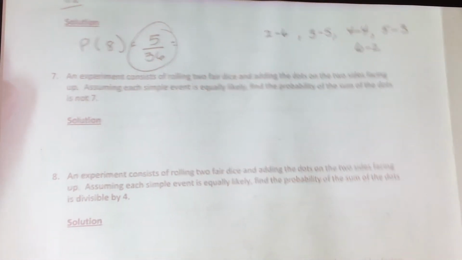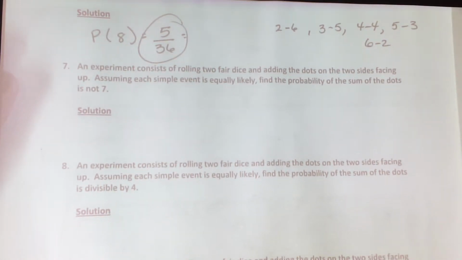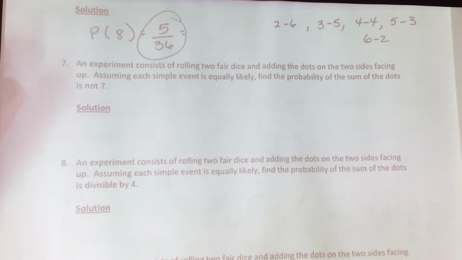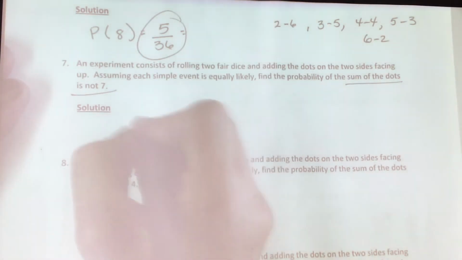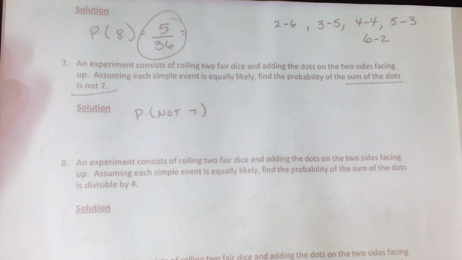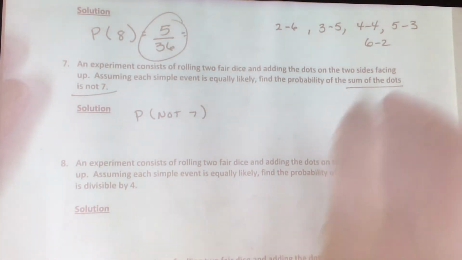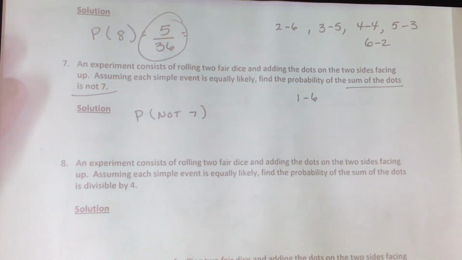Number 7, an experiment consists of rolling 2 fair dice and adding the dots on the 2 sides facing up. Assuming each simple event is equally likely, find the probability that the sum of the dots is not 7. So here let's see how many of the dots are equal to 7. So let's do the opposite.